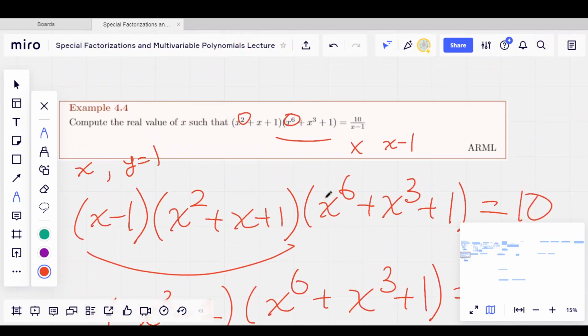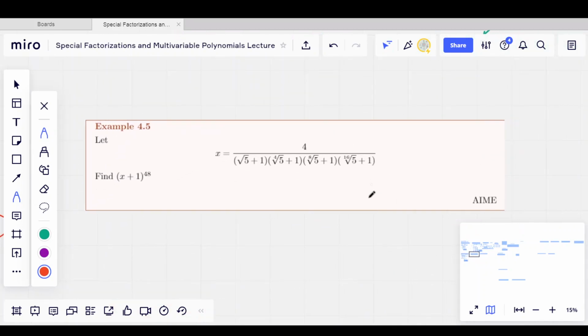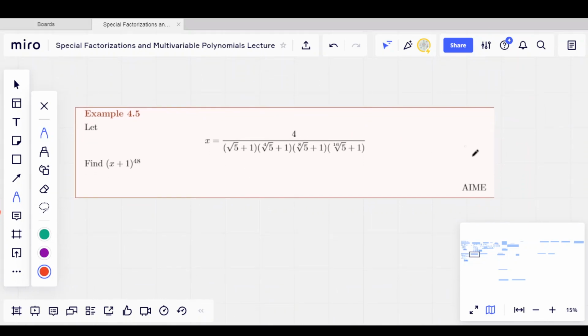Up to here, are there any questions about these basic factorizations? Okay, so I'm assuming there are no questions. We have two more examples. They're very, very basic, but as you can see, they can solve AMC and AIME problems.